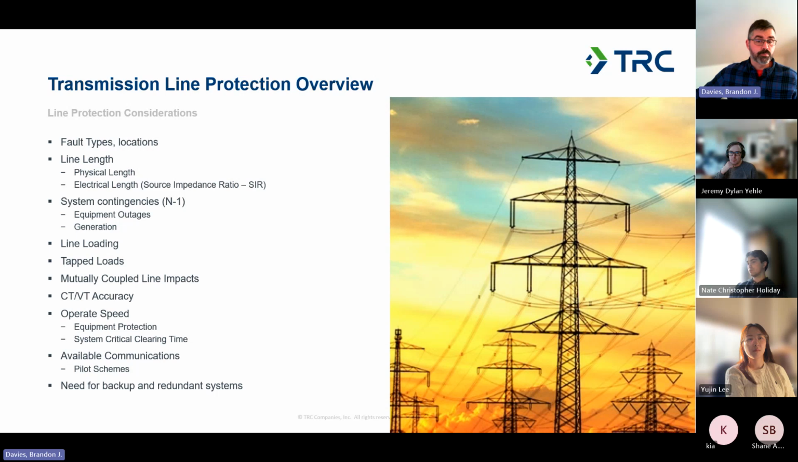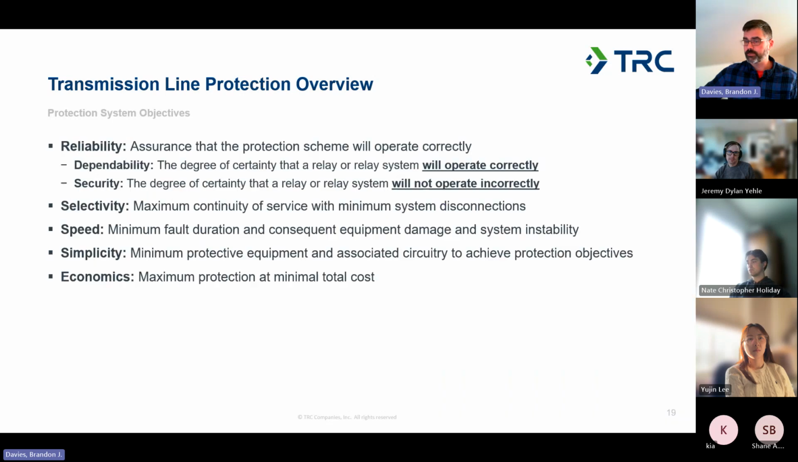And then there's the need for backup and redundant systems to cover the case where your relay fails or your breaker fails or other systems fail that play into the overall system protection. Because if you have a single component fail, you still really need your system to be able to clear that fault, or it'll eventually clear on its own when it burns up enough equipment to do that.